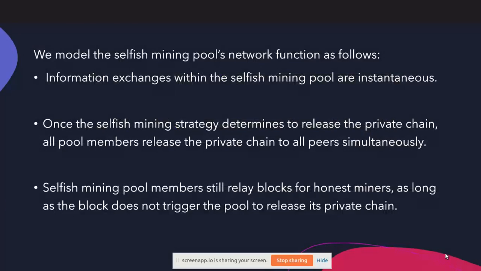We can model the selfish mining pool's network function as follows. First, information exchanges within the selfish mining pool are instantaneous. The pool members are fully connected and synchronized. Any pool member who receives a new block from the honest node can make decisions on behalf of the entire pool. Second, once the mining strategy determines to release the private chain, all pool members release the private chain to all the peers simultaneously. And third, selfish mining pool members still relay the blocks for honest miners as long as the block does not trigger the pool to release its private chain.